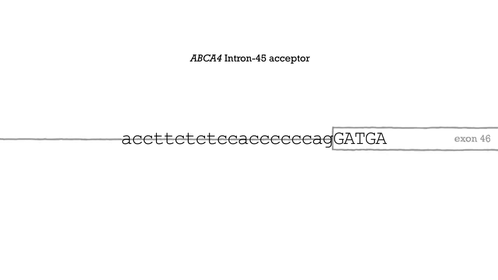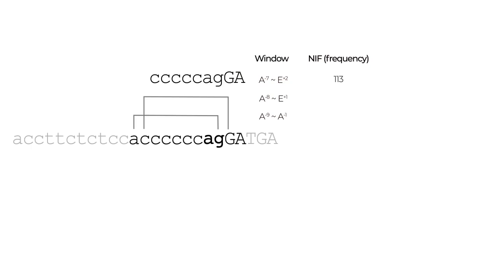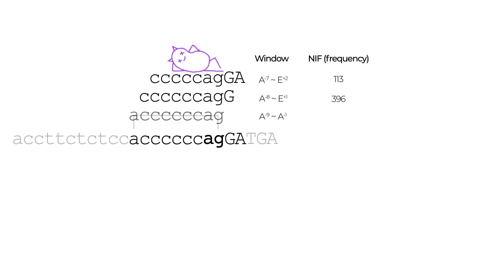Similarly, let's look at the ABCA4 intron 45 acceptor as an example. Here is the acceptor essential splice site. The acceptor zone within the wider extended acceptor splice site region spans from the 9th to last nucleotide of the intron to the 2nd nucleotide of the exon, divided into 3 windows of 9 nucleotides, with the raw NIF counts being 113 for the A-7 to E+2 window, for the A-8 to E+1 window is 396, and for the A-9 to A-1 window, 528. These correspond to percentile scores of 0.46, 0.80, and 0.93.